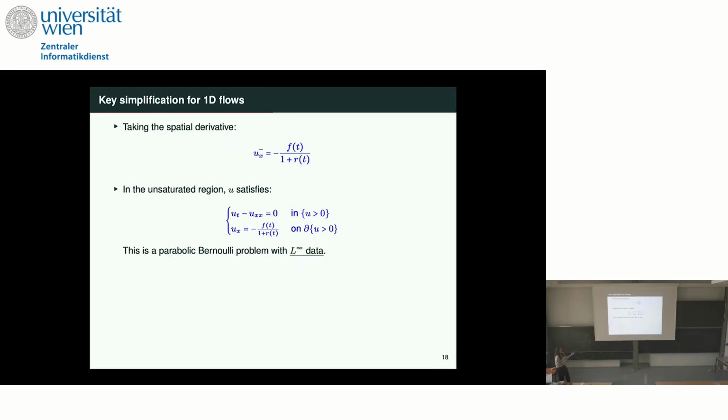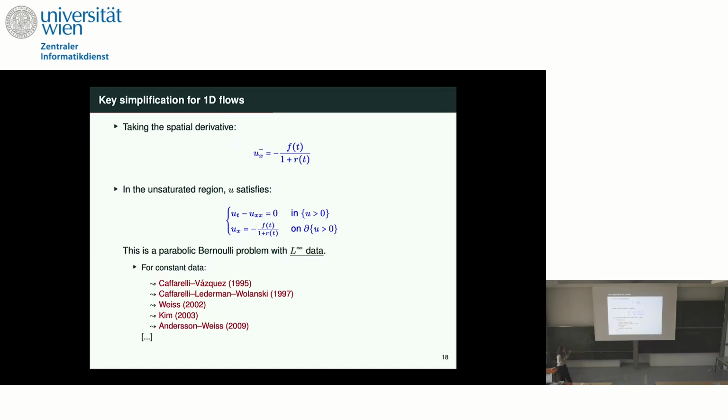Okay, and this is a parabolic Bernoulli problem. The elliptic counterpart has appeared several times in this conference. But here, the data is just in L infinity. And in fact, this type of problem has been studied by several people.